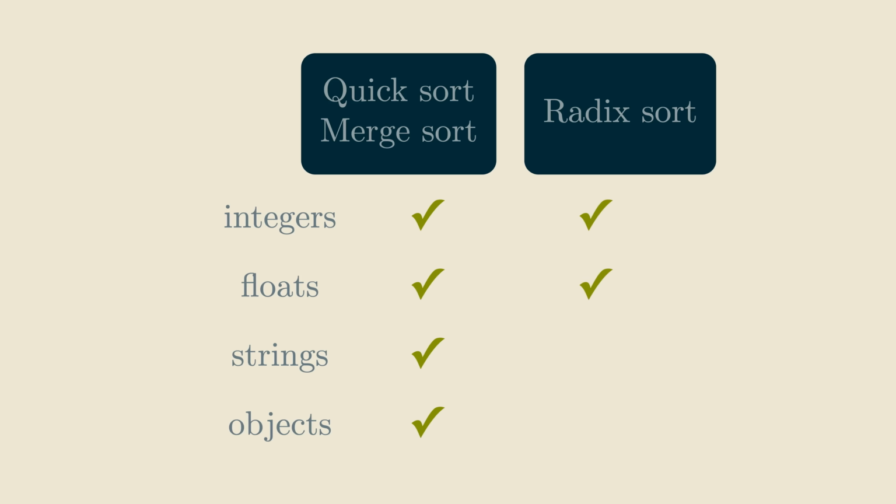So Radix sort works for both integers and floats, but unfortunately there's no similar cute trick for sorting general objects with a comparison function, so Radix sort is still not quite as general as the comparison-based sorts.